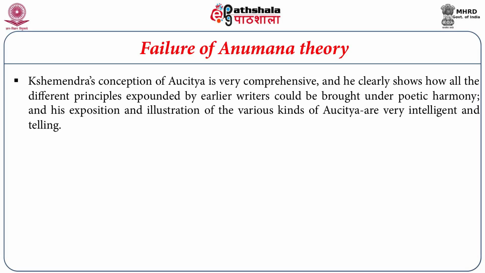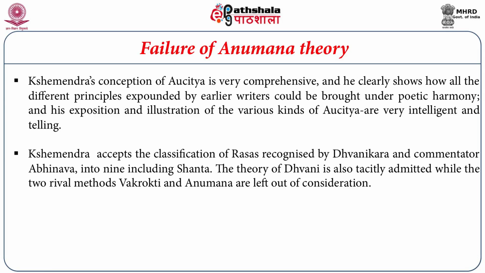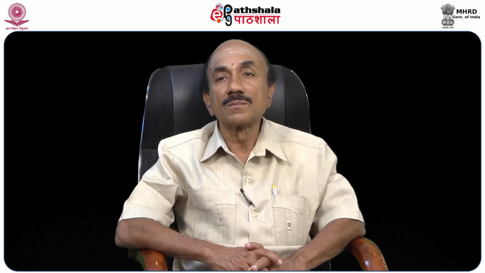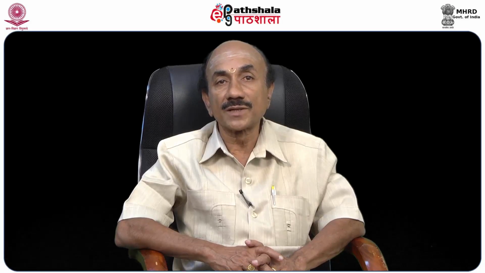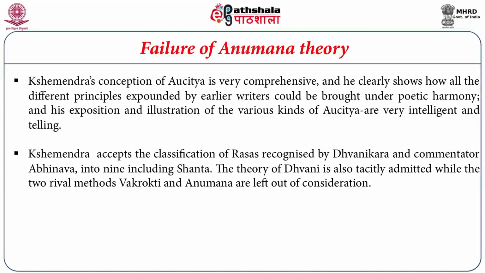He clearly shows how all the different principles expounded by earlier writers could be brought under poetic harmony, and his exposition and illustration of the various kinds of Auchitya are very intelligent and telling. He accepts the classification of rasas recognized by Dhvanikara and Abhinavagupta also, and he accepts the ninth rasa, Shanta, because Bharata has only given the list of eight, excluding Shanta. The theory of Dhvani is also tacitly admitted, while the two rival methods, Vakrokti and Anumana, are left out of consideration.